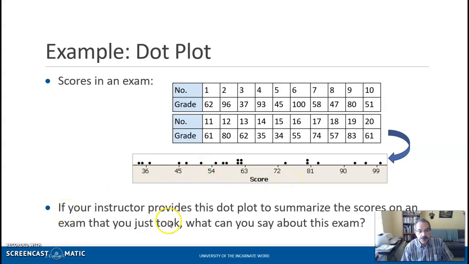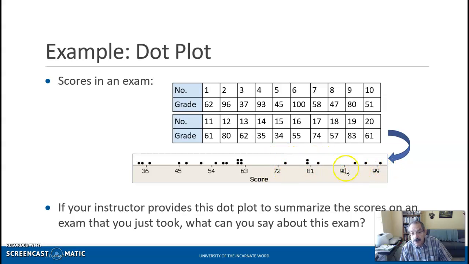So if your instructor provides this dot plot to summarize the scores on an exam that you just took, what can you say about this exam? Well, if you look at this, it's like a big group over here and a big group over here. So it seems like a good amount of people didn't do so well in the exam. Some passed it, but their score was not very high. Very few students had better grades, 72 and above. And then only 3 scored above 90.